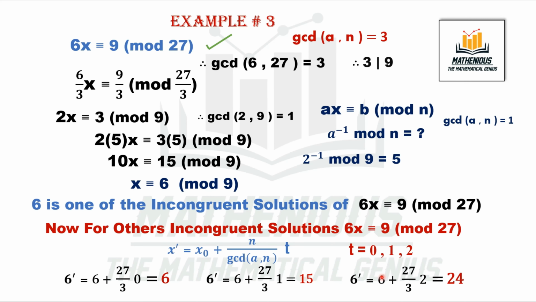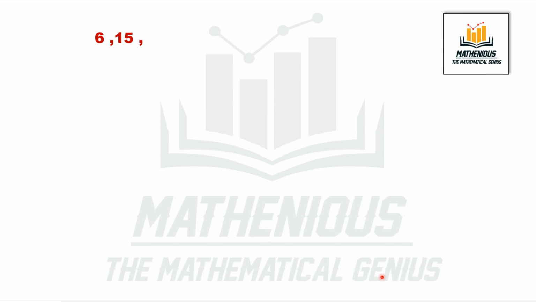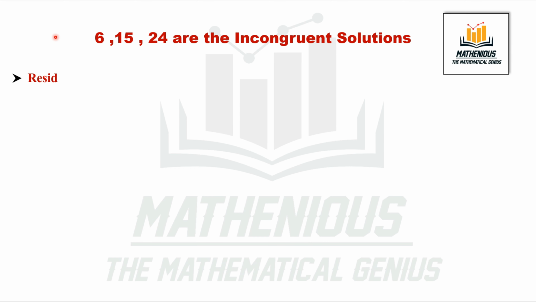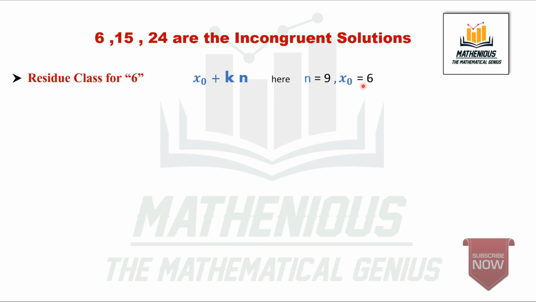Now for finding the congruent solutions of the respective incongruent solutions, we have to find their residue classes. 6, 15 and 24 are the incongruent solutions. For the residue class of 6, we use the same formula as I discussed in the first and second slide: x naught plus k of n. Here n is equal to 9 and x naught is equal to 6, where k varies from negative infinity to infinity. Put k equal to 0, we have 6.